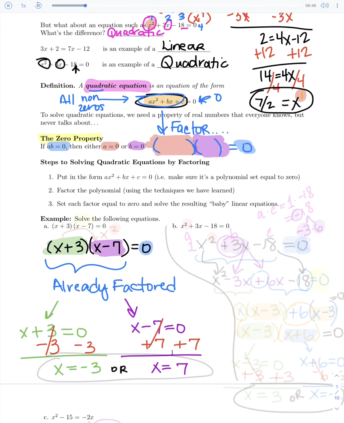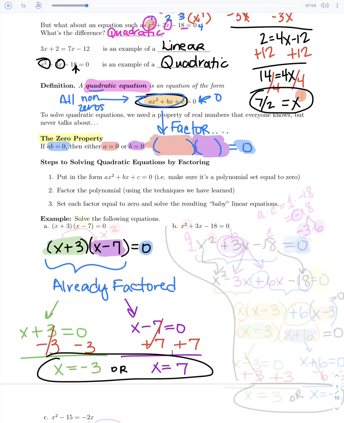So we'll stick the word or in the middle. So both of these are possible answers for this equation to equal 0. Notice how many answers we're getting is not one. This is the first time we're getting more than one. We're actually getting 2 answers.